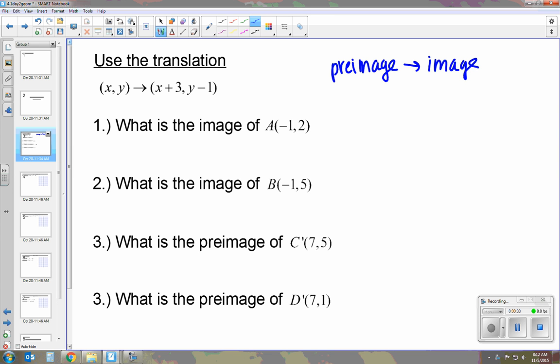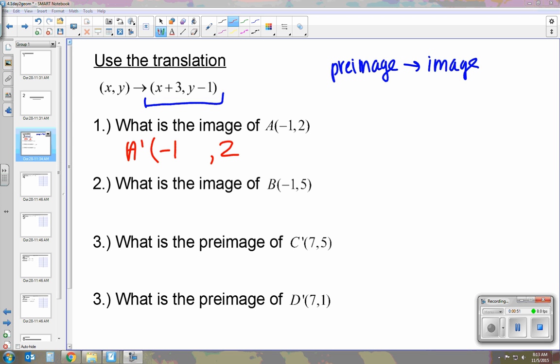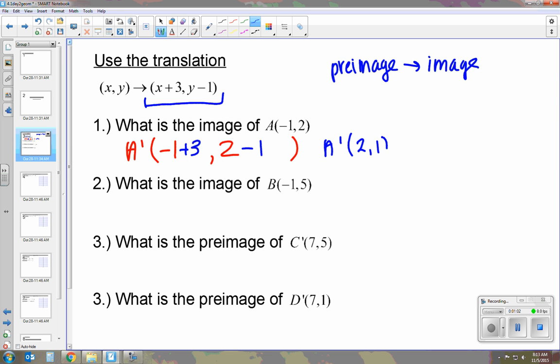So for number 1, it says, what is the image of A, -1, 2? So what we're going to do is we're going to apply this rule to that point. So the image is going to be A prime, and we have a -1 and 2. And now we're going to apply that rule. So we're going to add 3 to the x and subtract 1 from the y. So what we get is 2, 1 for the image of that point.